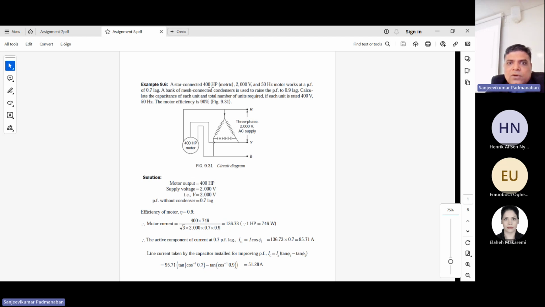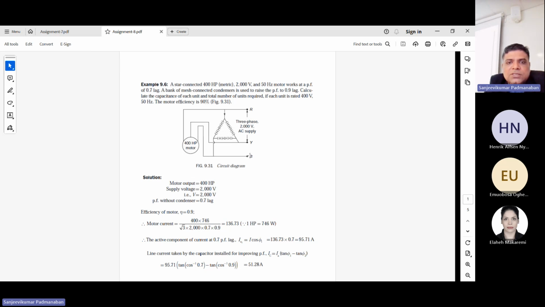We have a star connected 400 HP synchronous machine with a 2000 volt, 50 hertz motor, working at a power factor of 0.7 lagging. So we are given all the details: power factor, power, frequency and voltage. The bank of mesh connected condensers is used to raise the power factor to 0.9. I want to improve the power factor from 0.7 to 0.9. Calculate the capacitance of each unit and the total number of units required, if the unit is rated for 400 volt, 50 hertz, and the motor efficiency is given as 90%.